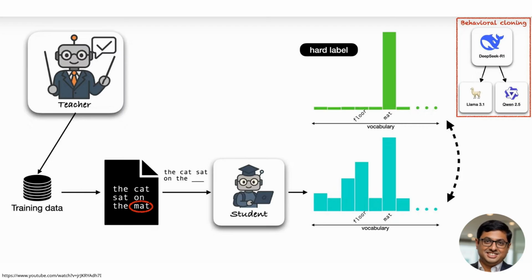This method is much simpler and does not require access to the teacher's probability distributions, or soft labels, making it possible even when the teacher model is a black box. However, behavioral cloning passes less information to the student and typically leads to less effective training compared to proper distillation.